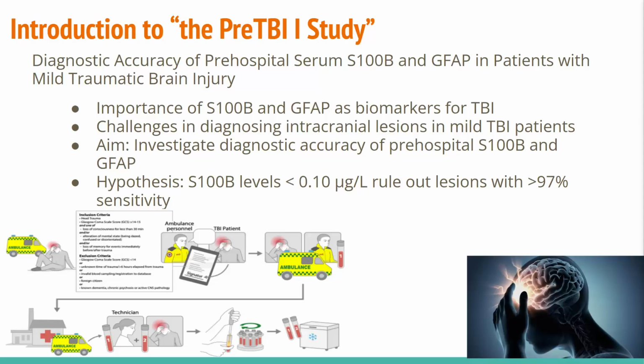The goal here is to see if these biomarkers can help determine which patients can be safely treated outside of the hospital setting. The researchers believe that if S100B levels are below 0.10 micrograms per liter, it could rule out serious intracranial issues with over 97% sensitivity. They think GFAP might also lower false positive rates compared to S100B.